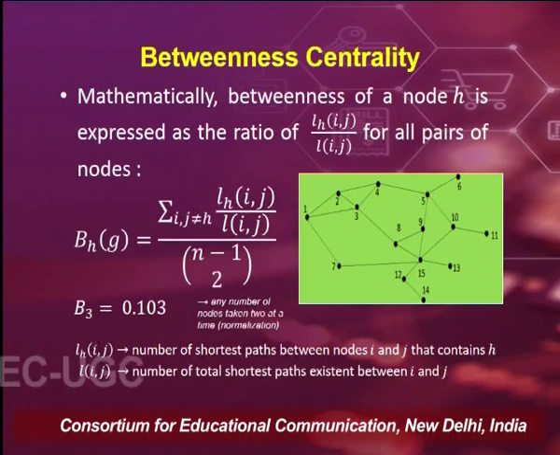Okay. And what is this ratio all about in the numerator? Let us understand that. Mathematically speaking, the betweenness of a node H, any node H, is expressed as the ratio of the total number of shortest paths between a pair of nodes that contain the node H, divided by the total number of shortest paths that exist in the network.